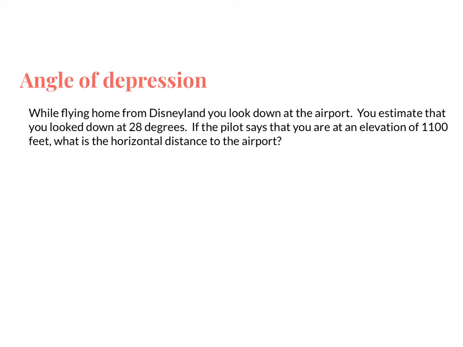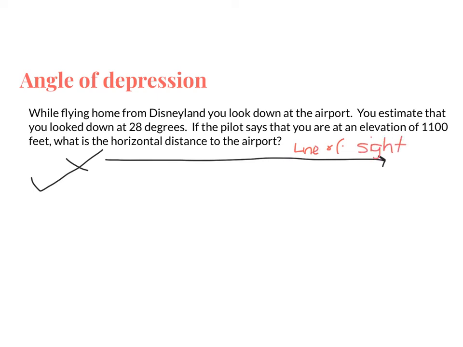Our last problem that we're going to deal with today is dealing with the angle of depression. This one I think gets missed most often by students. It says when flying home from Disneyland, you look at the airport. So let's draw a very rough sketch of an airplane. Remember, if you look forward on the airplane, that is what you will see. That is your line of sight. That's your guide. Anywhere you look to deviate from that line is your angle of depression. So if I look down to the airport, that is the angle, that is 28 degrees.